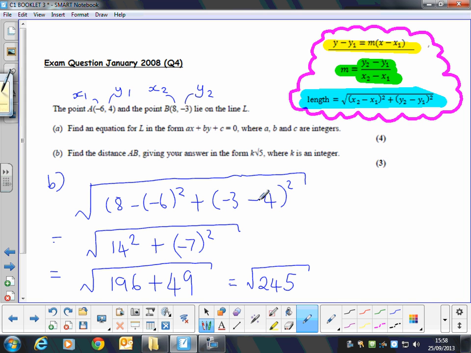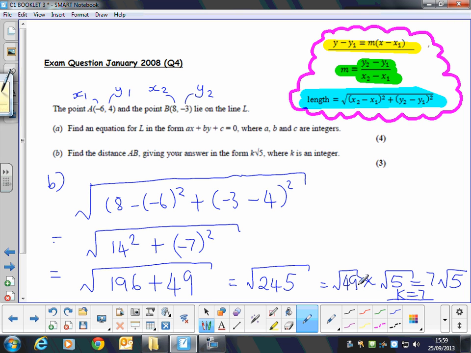If I look back to the question, it says leave your answer in the form k root 5. So I need to simplify this first. I need to split it up into two factors, where one of them is a square number. If I look at this, I know that one of my factors is going to be 5. And then I need to see what multiplies with 5 to give 245, which is 49. And then the square root of 49 is 7. So my answer is 7 root 5. So k is equal to 7.